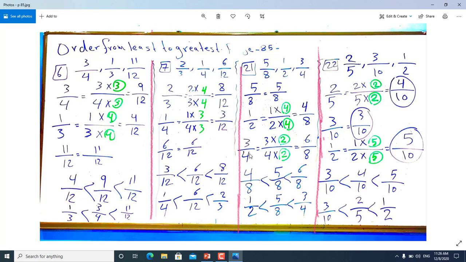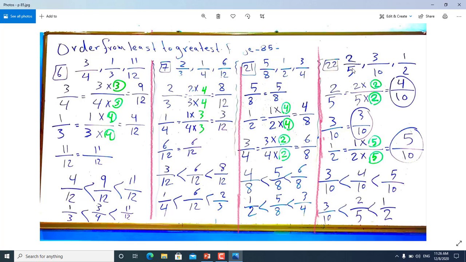And we have 3 over 4. This 4 we make 8 by multiplying by 2. 4 times 2 is 8, and also we multiply the numerator by 2. 3 times 2 is 6. And now we have three fractions: 5 over 8, 4 over 8, 6 over 8. 4 over 8 is less than them, and 5 over 8 after that, and 6 over 8 is greatest. So the 4 over 8 is 1 over 2, and after that you write 5 over 8, and the last one is 6 over 8, which is 3 over 4.